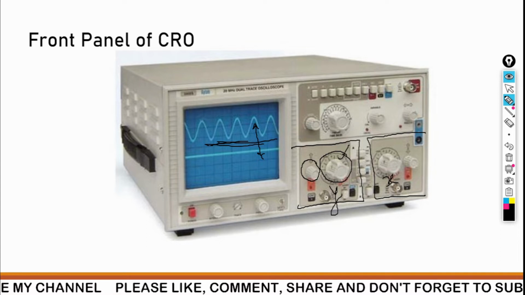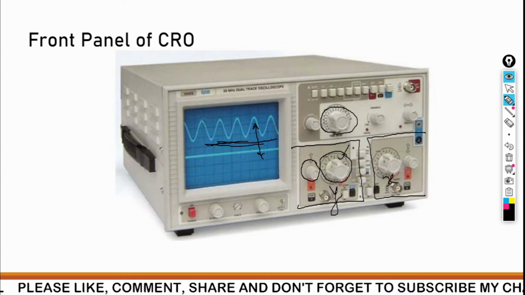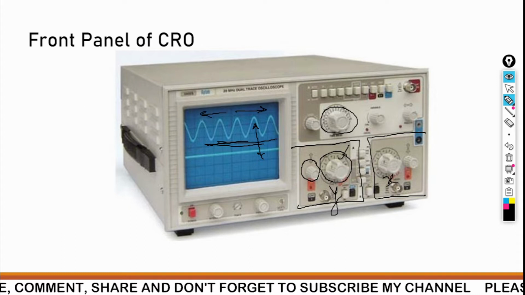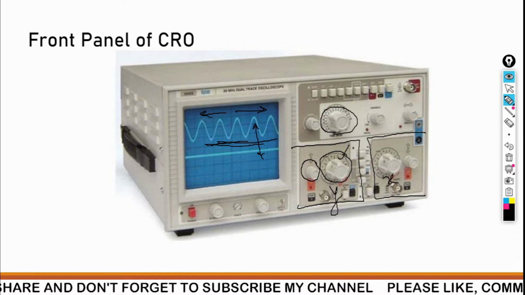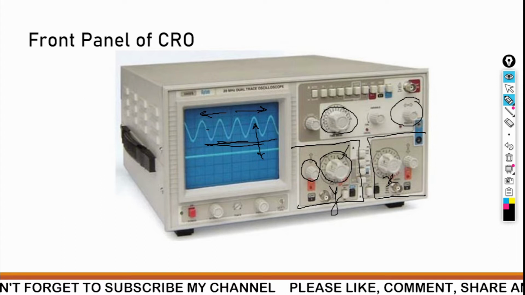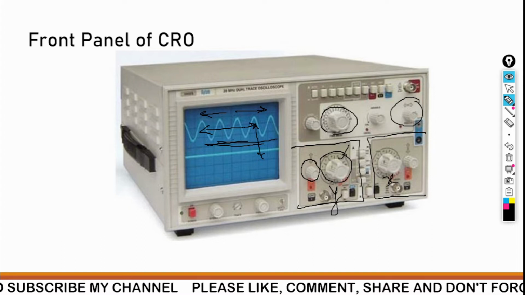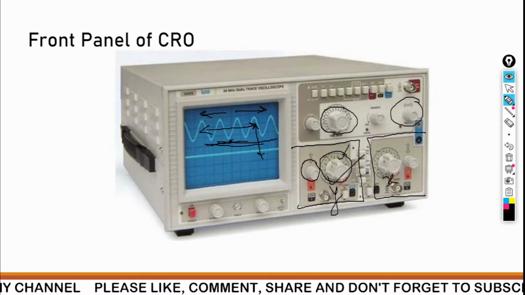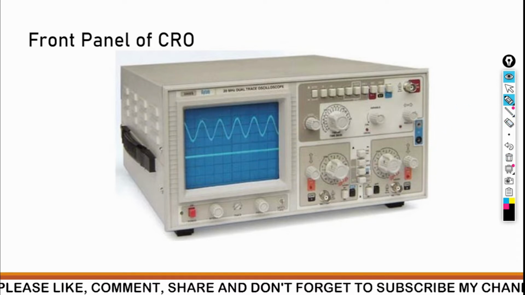Above which, this is the button that is dedicated to time scale. We can increase the time or decrease the time using this time base knob, also called the time scale knob. This is the variation knob for the horizontal variation. We can vary the signal in the horizontal direction. We can place the signal at the center, and we can vary the signal in the horizontal direction. While these two knobs are used for the vertical deflection.